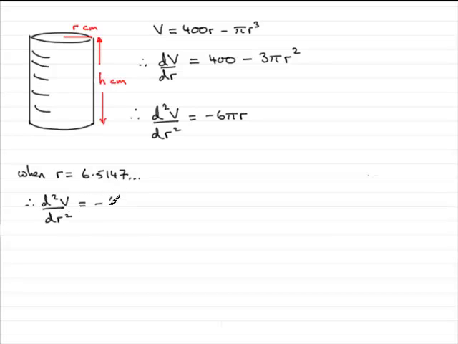going to be minus 6 times pi times 6.5147 and so on. There's actually no need to work this out because clearly this is going to be a minus value, so we can see that this is going to be less than 0. And so if it's less than 0 we know that this is a maximum. So therefore we can say that v is a max.